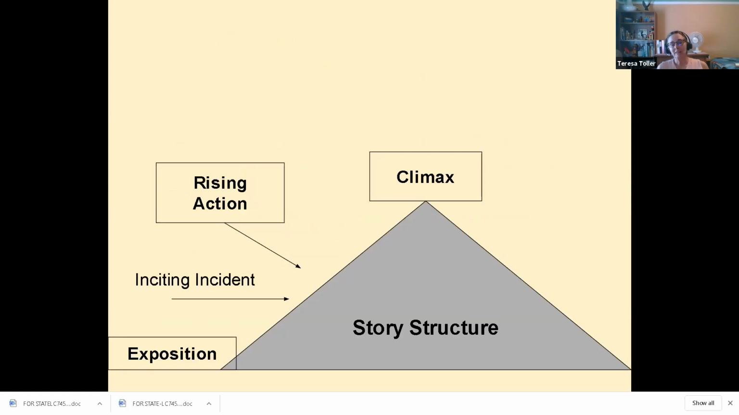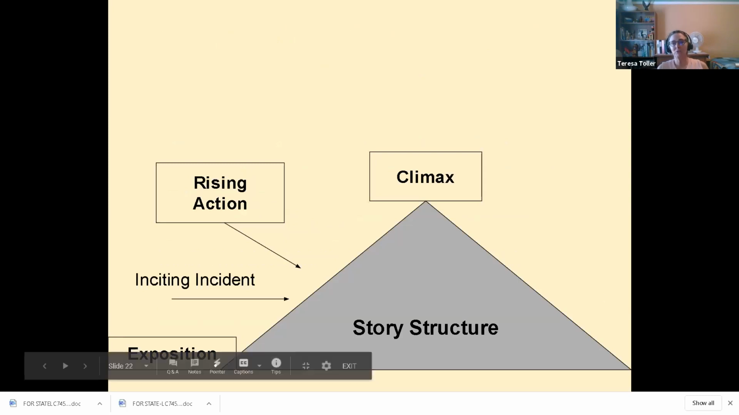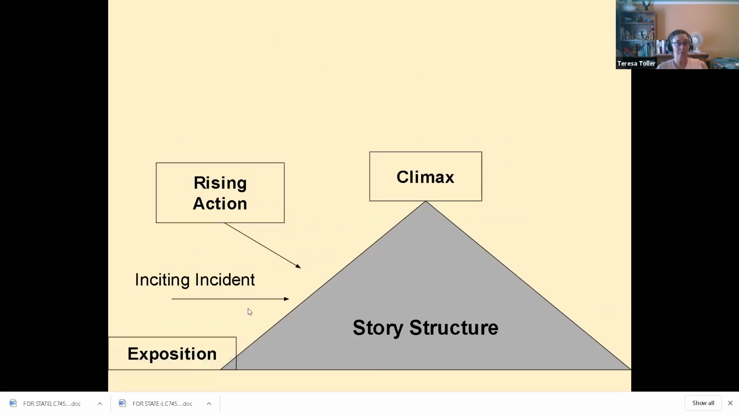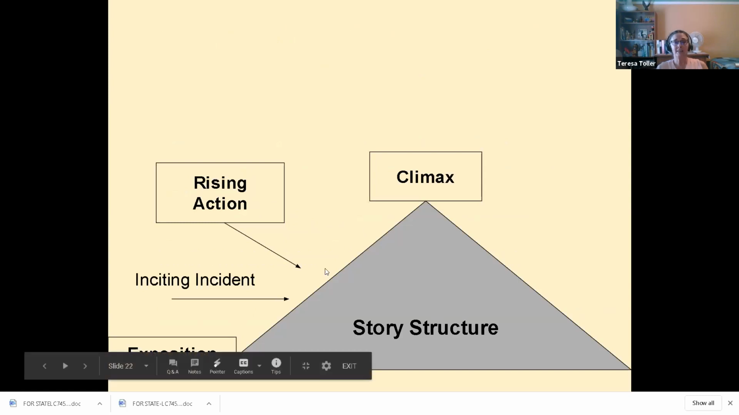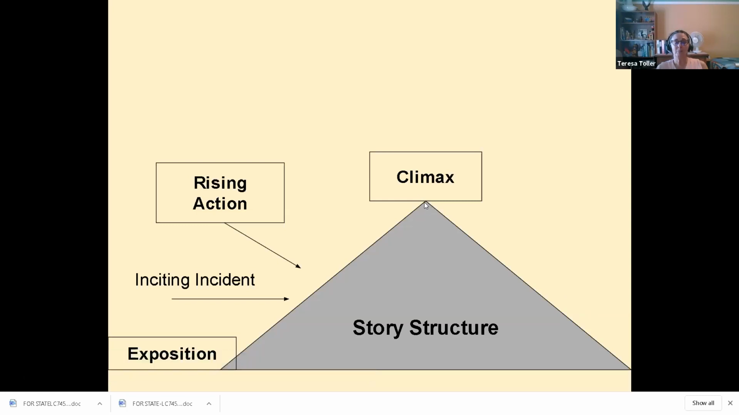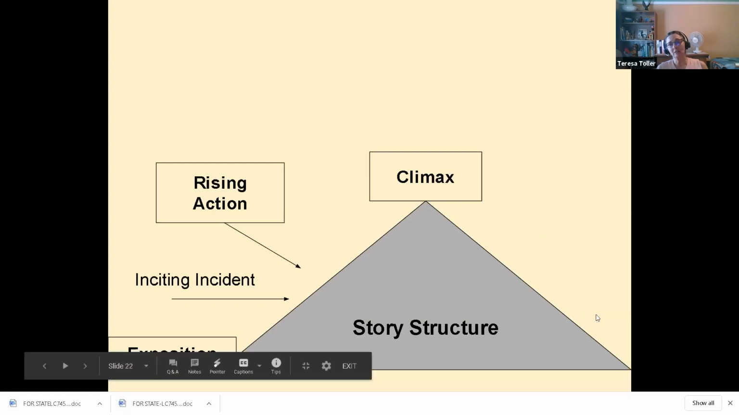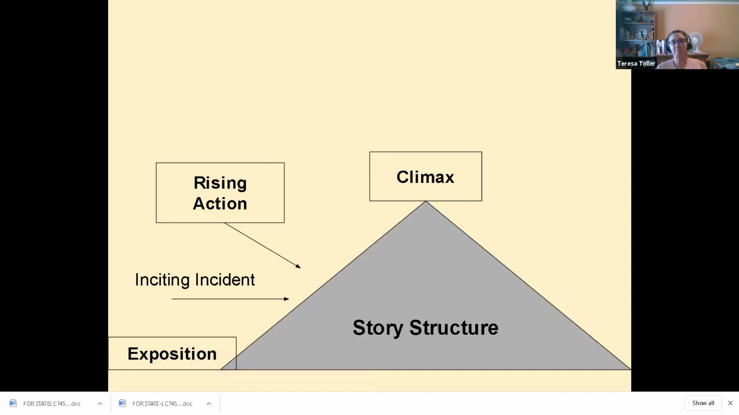And back to my comment about maybe this triangle isn't such a good example, in many stories, the rising action is much longer than the falling action on the other side. So really, the peak of this triangle, the climax, could be way more to the right on this screen, and then the rising action would be very small, which it is in this case of Cinderella.